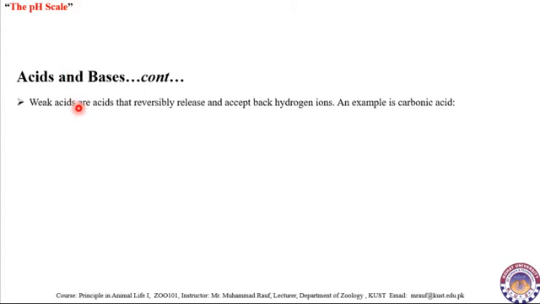So weak acids are acids that reversibly release and accept back hydrogen ions. An example is carbonic acid. Carbonic acid is a weak acid as indicated by this double arrow. It's a reversible reaction. It dissociates into hydrogen ions and bicarbonate, and then the hydrogen ions can combine with the bicarbonate and form carbonic acid again.